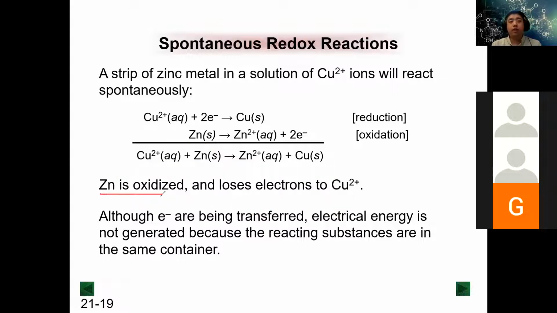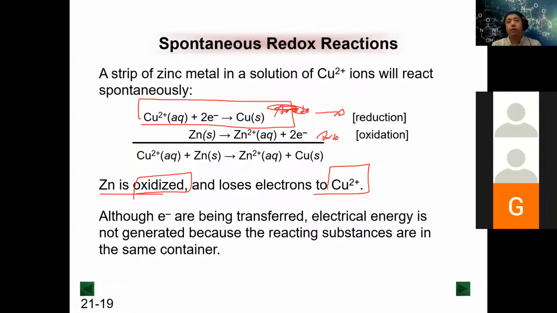So now that we know that zinc is the one giving away electrons, it is considered oxidized. Copper here is the one receiving electrons, is being reduced. So in terms of my anode and cathode, I'm sorry, I wrote that wrong. Anode is where the oxidation happens, and cathode is where the reduction happens. So reduction is happening inside of the cathode. Okay.